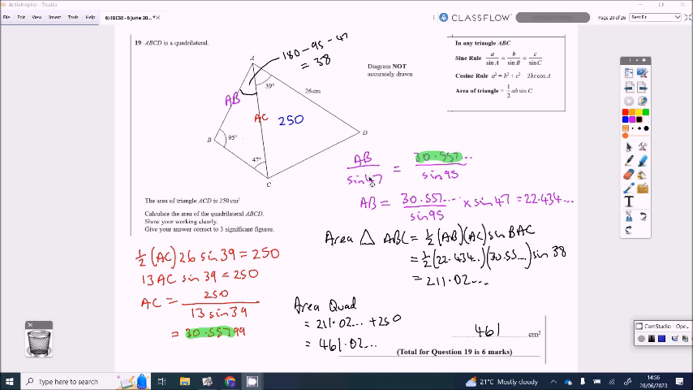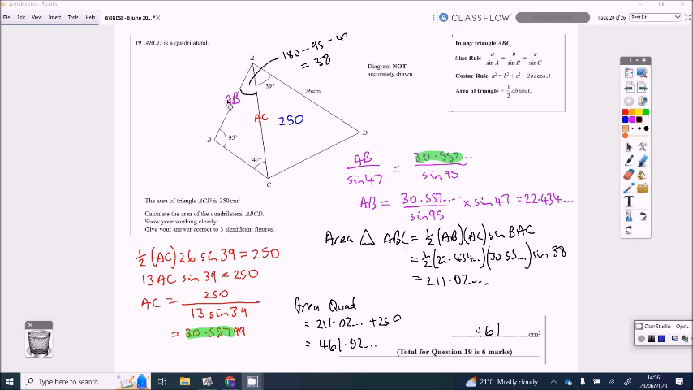So AB over sin 47, that pair there, equals 30.557, my AC, over sin 95. So AB over sin 47 equals AC, which I've worked out as 30.557 over sin 95, which I've got here in purple. Multiplying both sides by sin 47, I can work out that AB equals 22.434. So I'm now able to work out the area of triangle ABC, again using the area of a triangle rule.